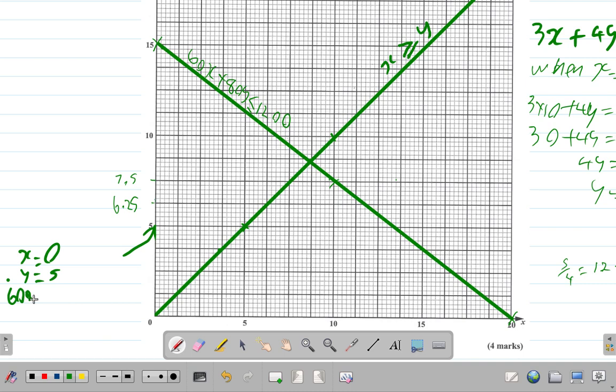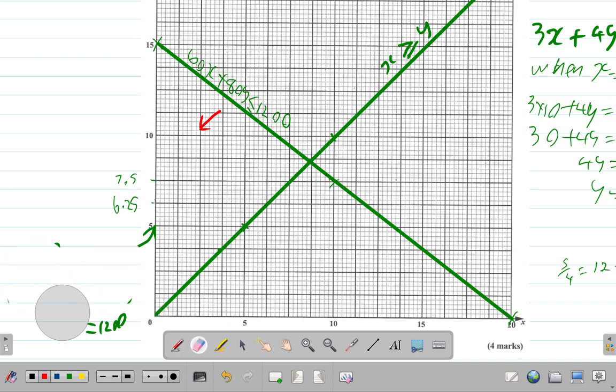60 times x, which is 0, plus 80 times y, which is 5, less than or equal to 1200. 80 times 5 is 400. 400 is less than or equal to 1200. It's satisfied. It satisfied the inequality. So we can say whatever happens over this side, it satisfies this inequality. Right? That means a point over here is not satisfied. We don't really need to test it, but we can still test it and see.